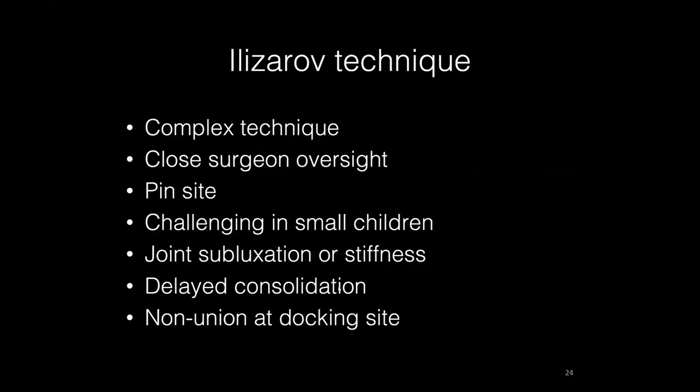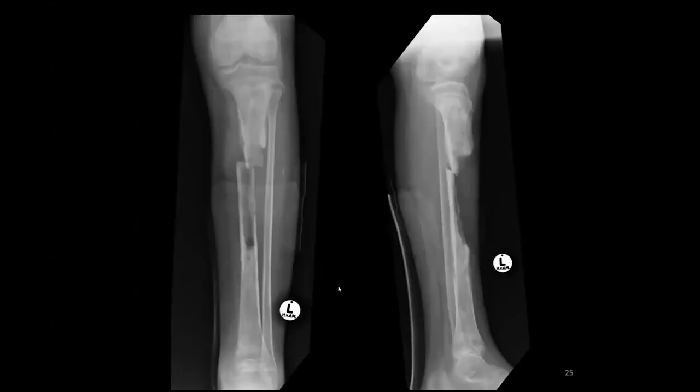Pin site problems are ubiquitous. All of these kids end up with pin site problems, but they're generally manageable. A very small percentage of them need pin revision or return to the OR. It's specifically challenging in small children, and with large transport, joint subluxation or stiffness can occur. Delayed consolidation and non-union at the docking site are, in a small percentage of cases, a concern.